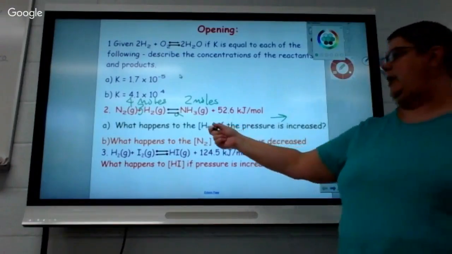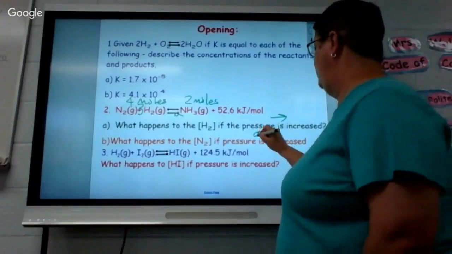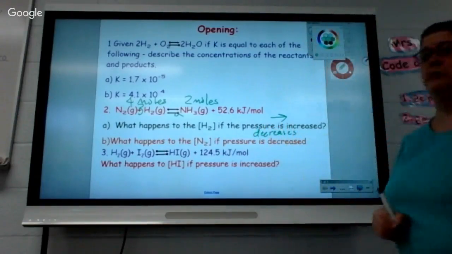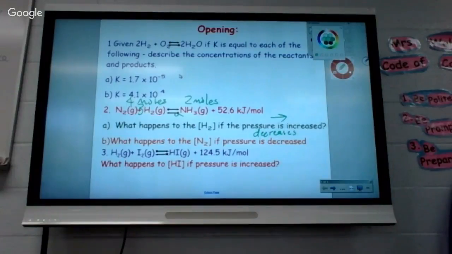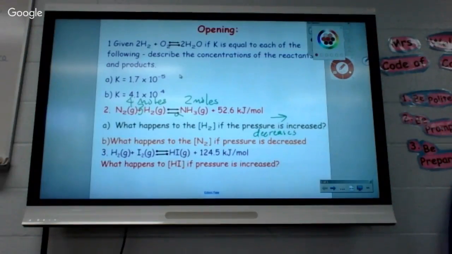So if it shifts to the right, what happens to hydrogen? It decreases. Questions? Yay or nay? All right, so letter B. What happens to nitrogen if pressure is decreased?